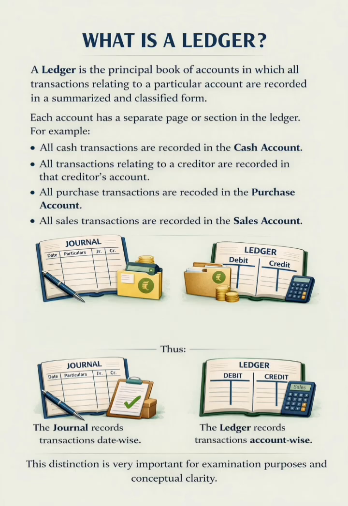Thus, the journal records transactions date-wise. The ledger records transactions account-wise. The journal answers, what happened on a particular date? The ledger answers, what is the total effect of transactions on a particular account? This distinction is very important for examination purposes and conceptual clarity.